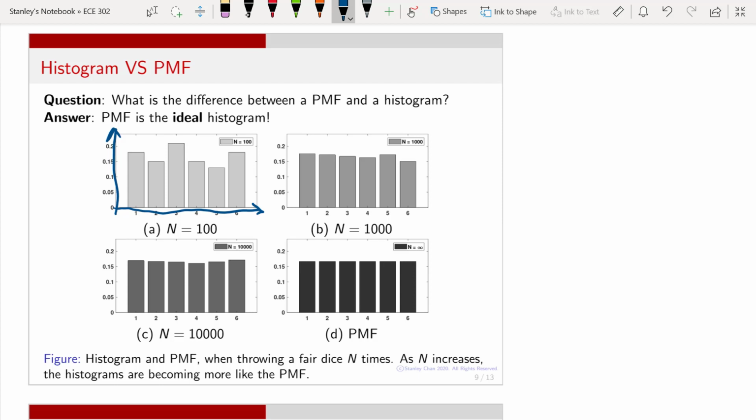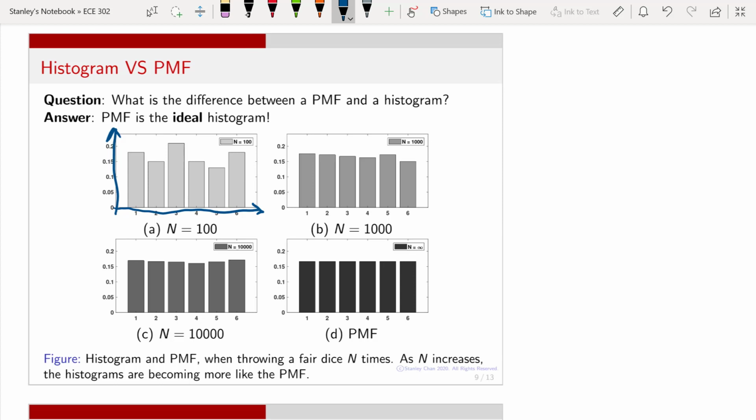Now, certainly, with only 100 dice throws, this histogram may not be consistent from one experiment to another. So if you throw the dice 100 times today, you get this histogram, and then you do the experiment again tomorrow, you will get another histogram, and I promise that the two histograms will not be the same. If you do the experiment with 1,000 throws, the histogram will become slightly more flat. If you do it for 10,000 trials, it's almost flat because we're assuming that the dice is a fair dice.